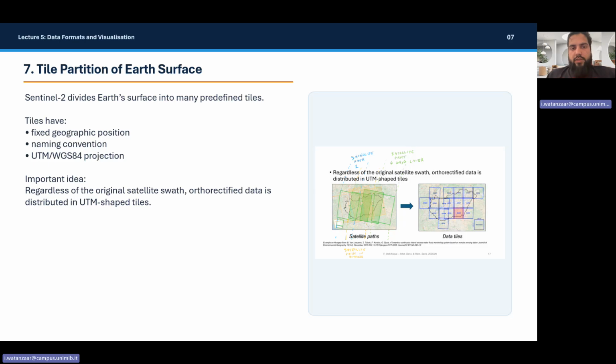Now we are discussing tile partitions of the earth surface. How does this tile partitioning work? In the Sentinel-2 case, Sentinel-2 divides the earth surface into many predefined tiles. So these are already predefined tiles for Sentinel-2. If we see how the tiles look in the visual, these are the satellite paths in a complete acquisition. The square boxes represent the tiles, which are predefined when we are taking an acquisition. So this works as a reference.